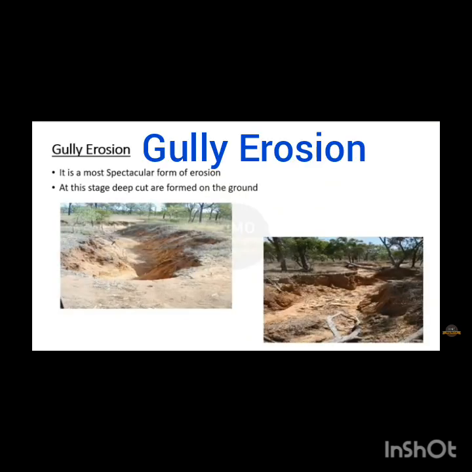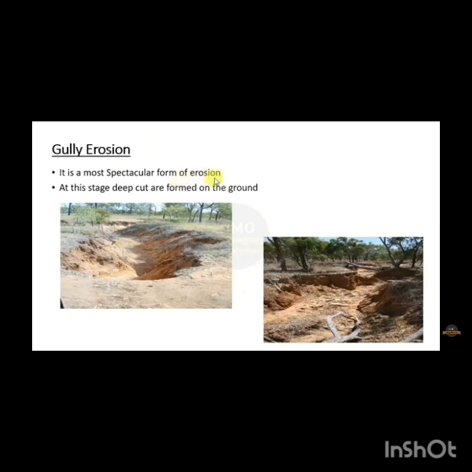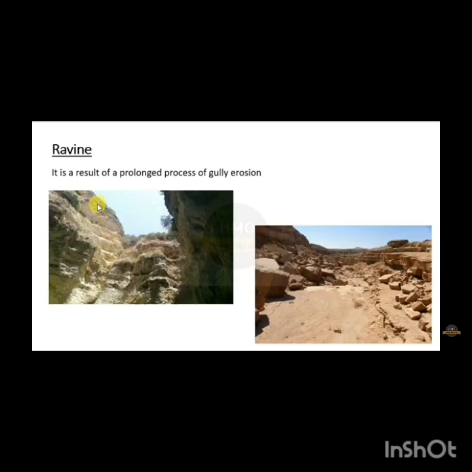Then the third stage is the gully erosion. It is the most spectacular form of erosion and at this stage deep cuts are formed on the ground. Friends, mainly gullies are formed due to the high velocity of water for a longer period of time. Next, the fourth is ravine. It is a result of a long process of gully erosion when water is flowing continuously for a longer period of time with high velocity. So ultimately gullies are converted into the ravine.